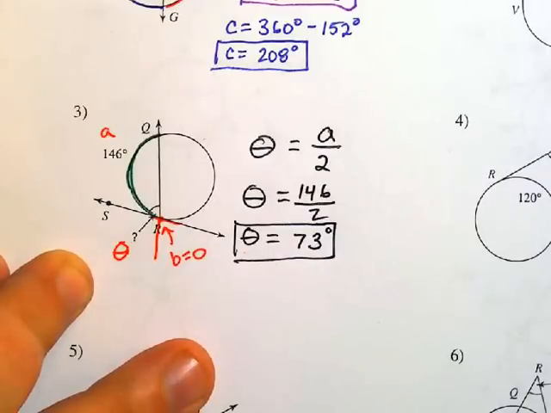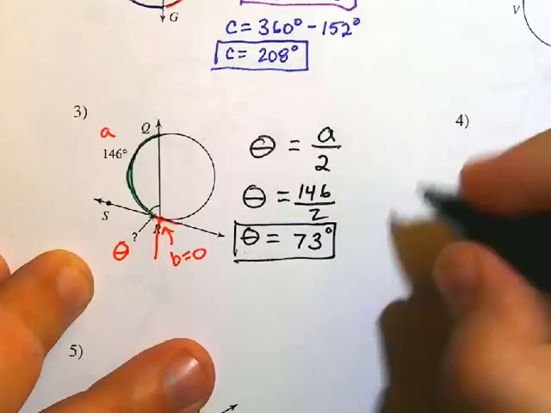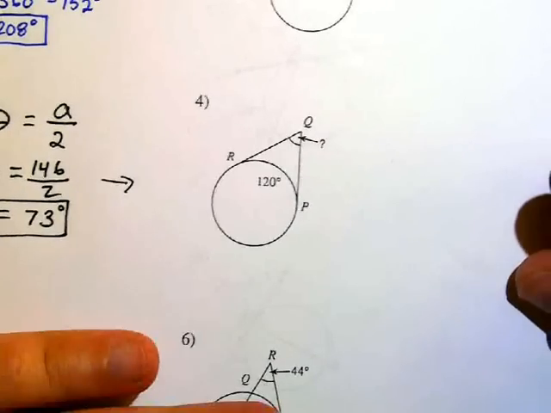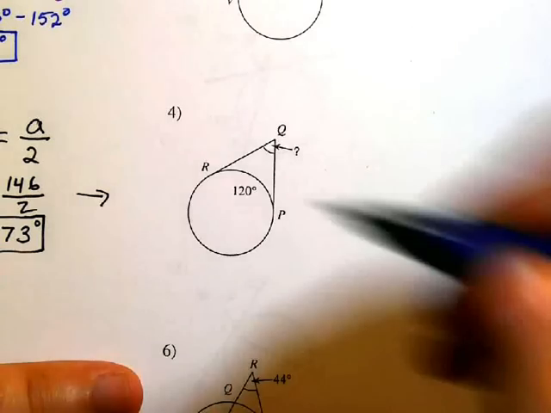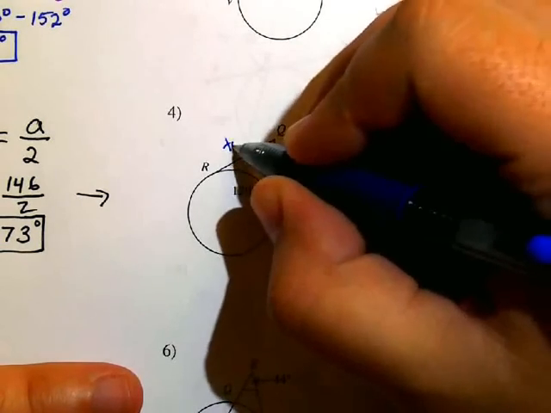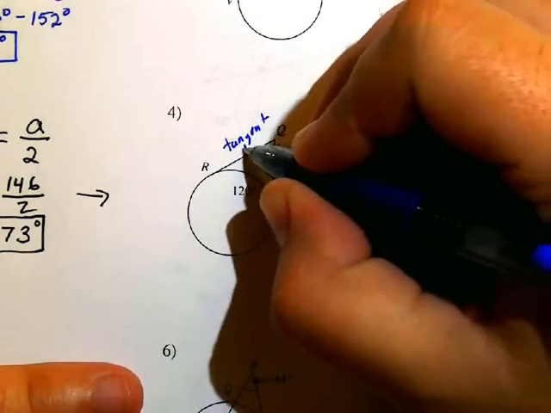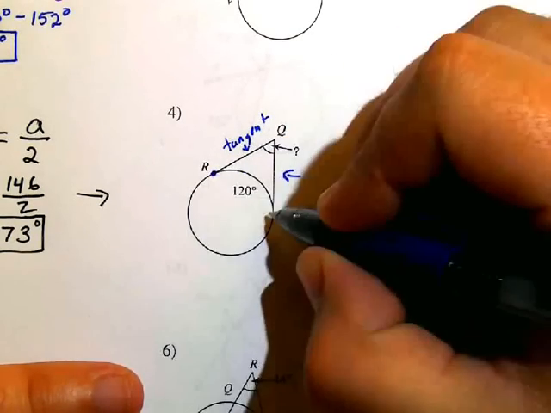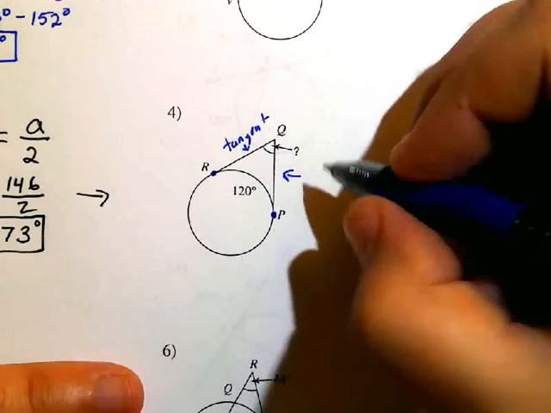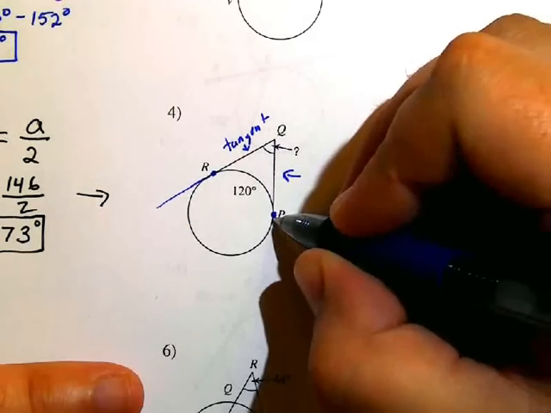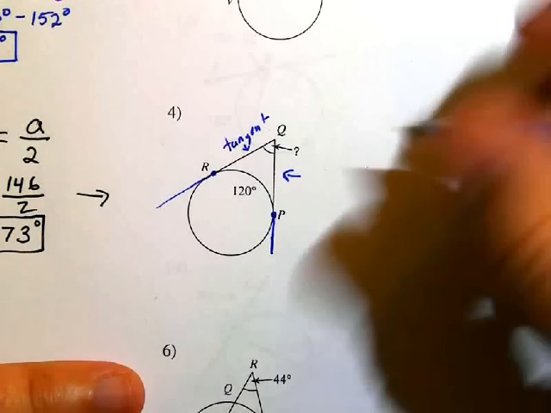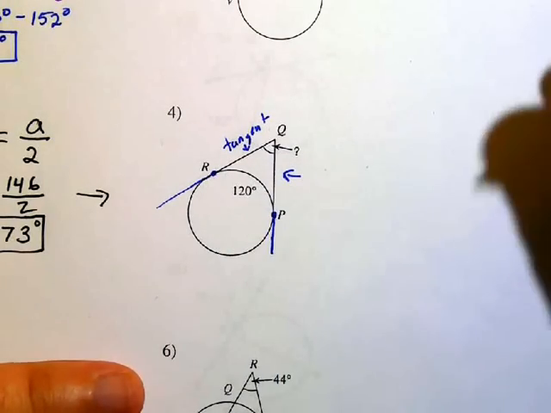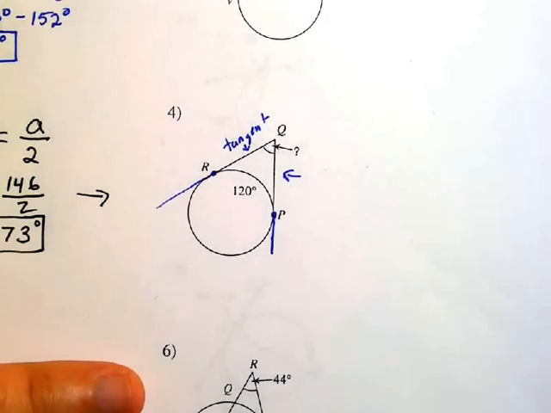All right, so theta is 73 degrees. So next we're going to go over here to number 4. Now, number 4 is the beginning of a weird set. This is 2 tangents. This is a tangent, and this is a tangent over here. They're both tangents because they hit the circle at exactly one spot, and then they keep on going after that. Kind of like a marble caught in a wedge. It just touches at 2 points.